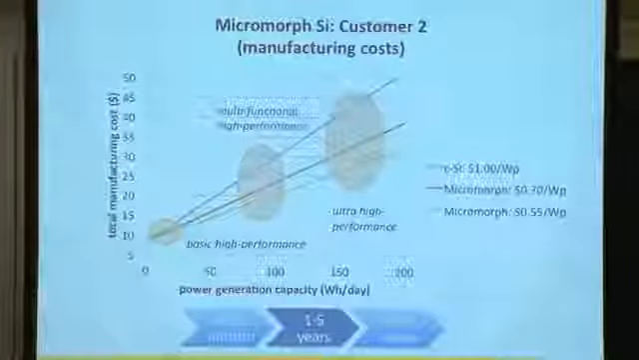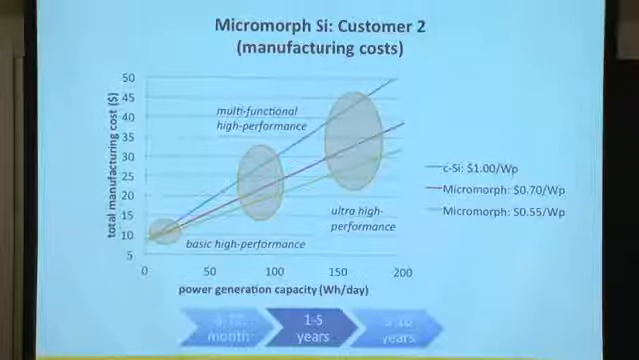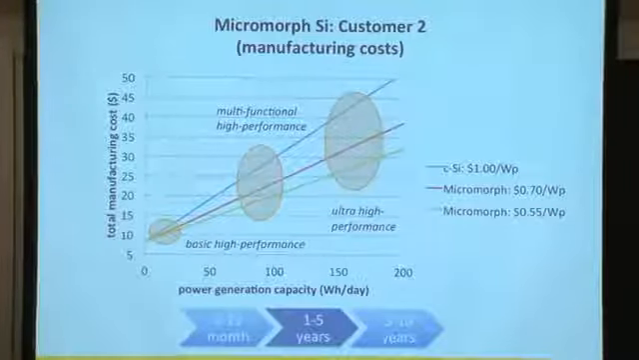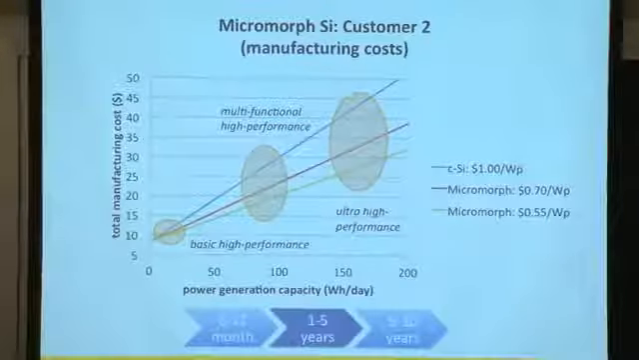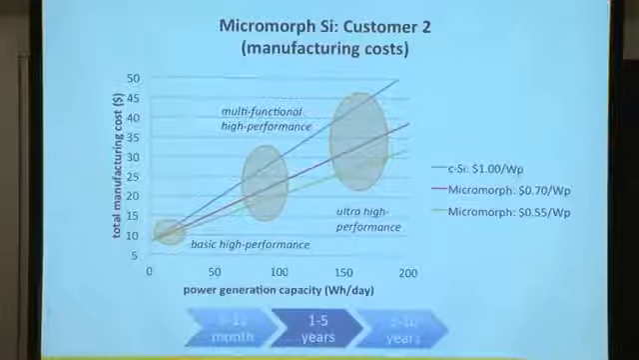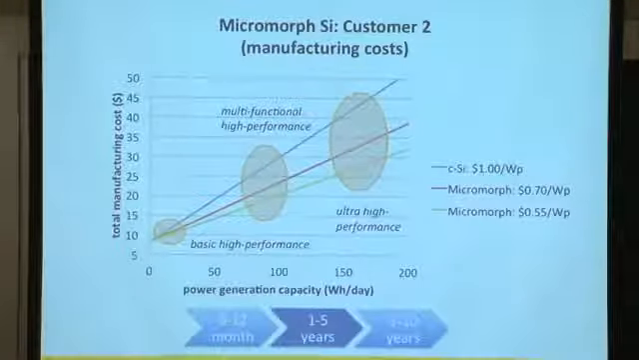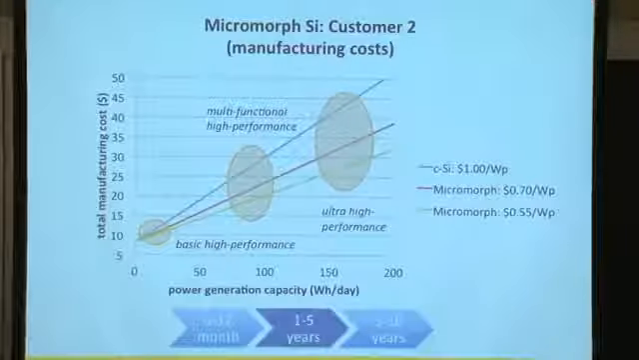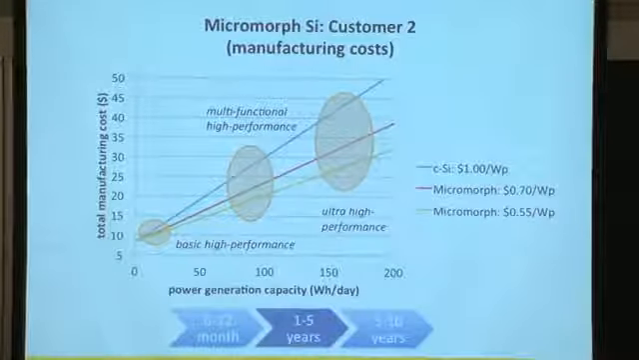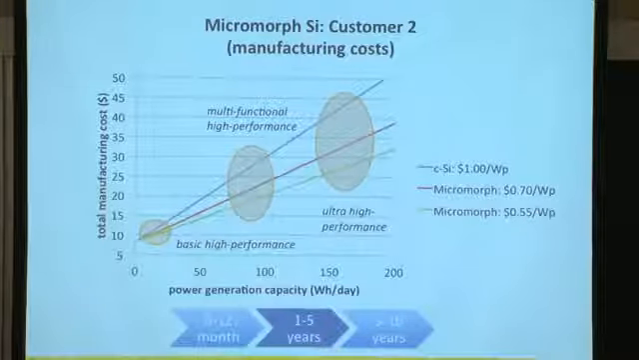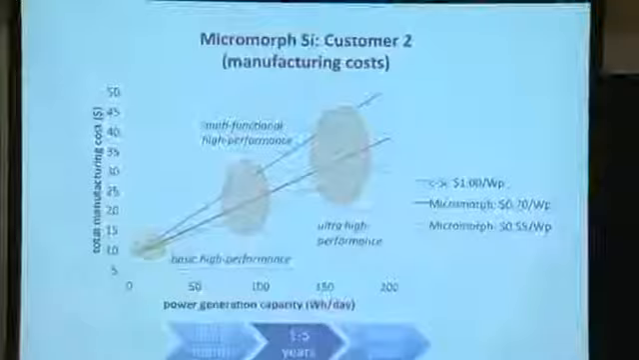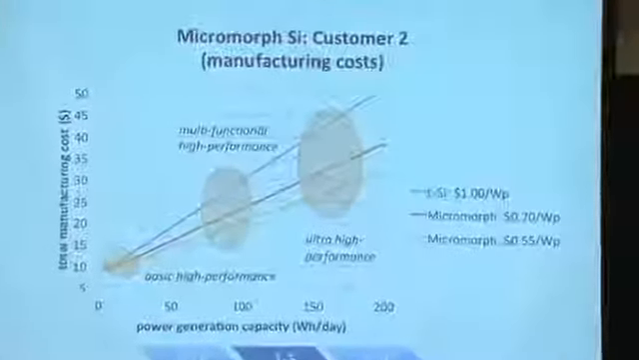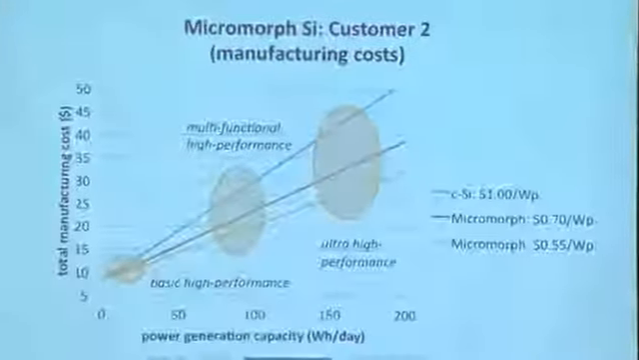Next, we looked at kind of these high performance options, because since the cost of the device is dominated by the non-PV materials for kind of these basic devices, as you add more PV material, you leverage the low cost of the PV. So we kind of split this up into 3 different high performance products, the basic, the medium or multifunctional, and the ultra high.